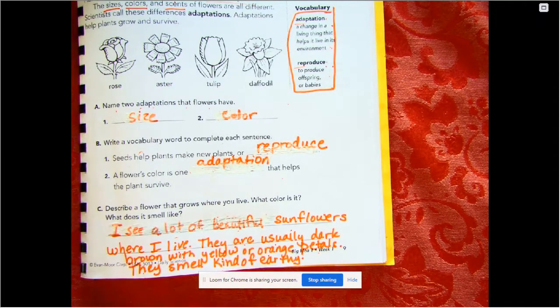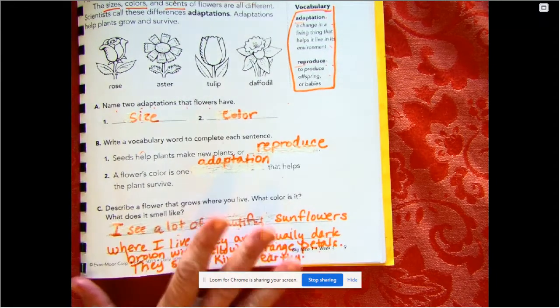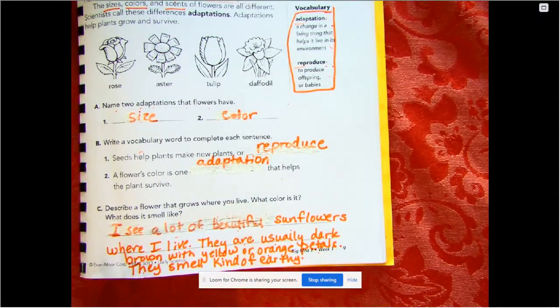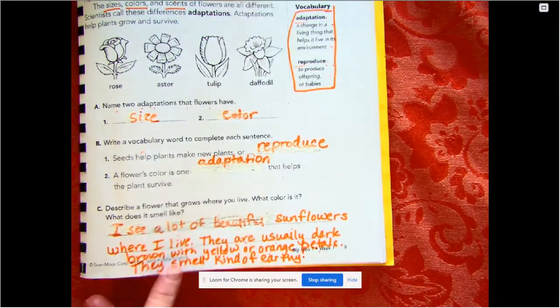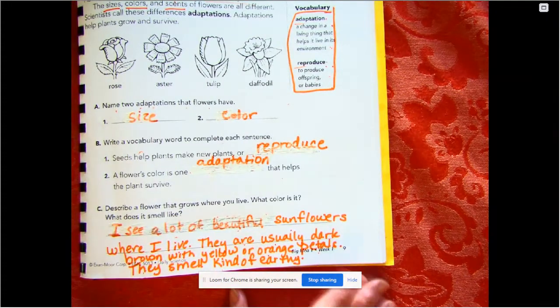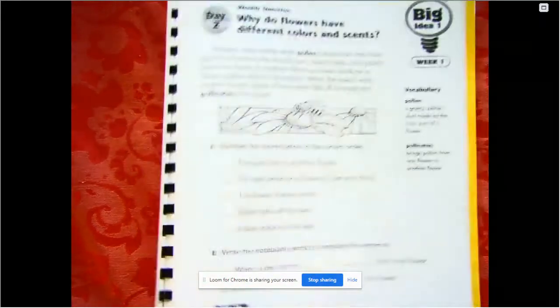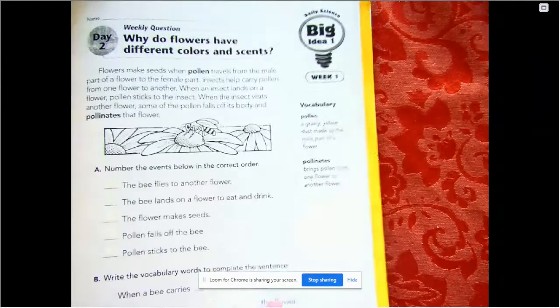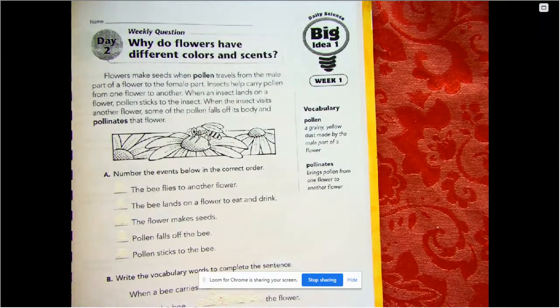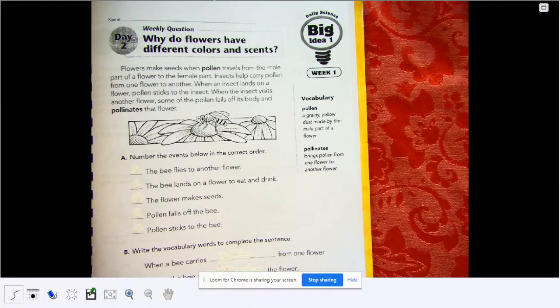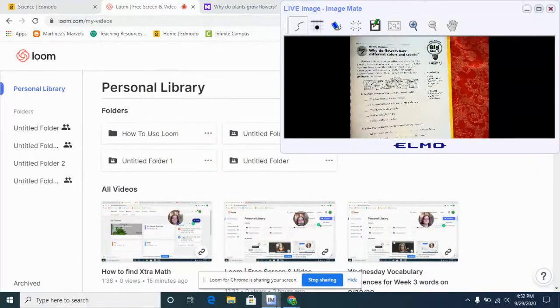All right, so go ahead and get your sentence written, whatever you're going to write here. Pause the video so that you can write about your favorite flower that you see growing where you live. When you're finished, turn the page to day 2 that says, why do flowers have different colors and scents? Remember, pause if needed. We're going to watch a video real quick and then come back and fill out these questions.